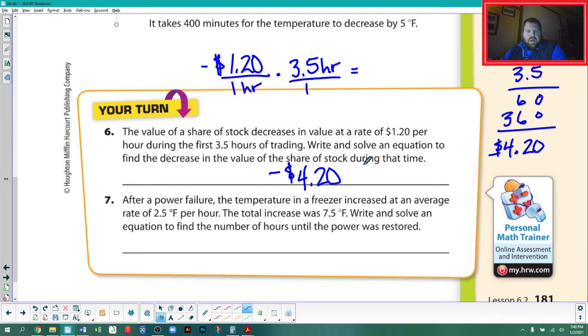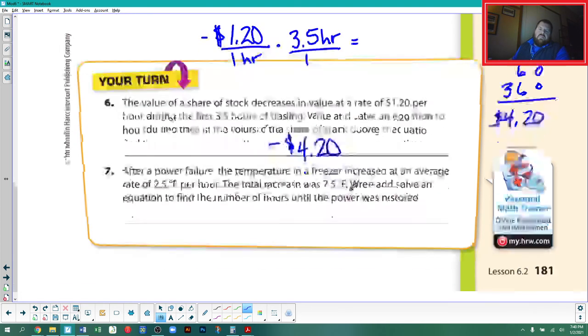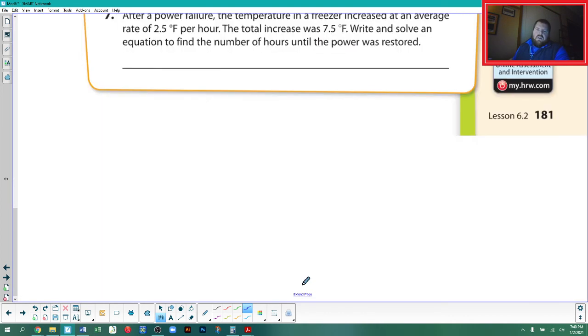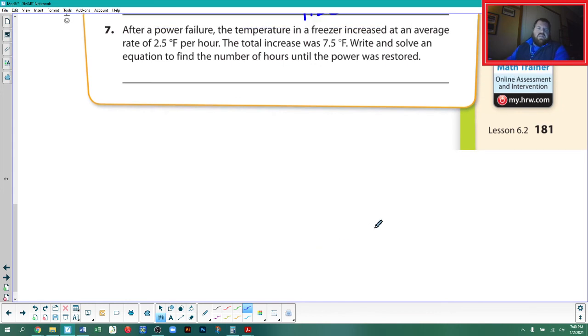Okay, next one. After a power failure, the temperature in a freezer increases at an average rate of 2.5 degrees Fahrenheit per hour. The total increase was 7.5 degrees. Write and solve an equation. So this one I do see as an equation because it goes up 2.5 degrees for every hour. And the total increase was 7.5 degrees. So how many hours was the power out, right?